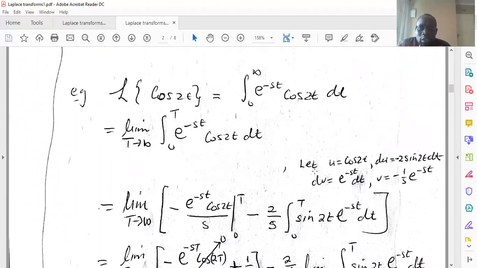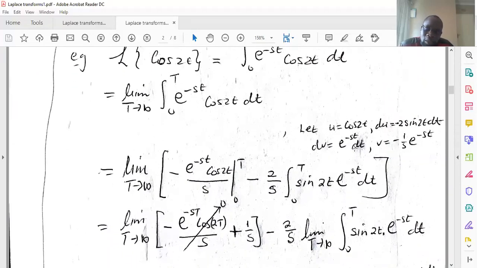So our proper choice is u equals cos 2t, then du is minus 2 sine 2t dt, and then dv is e to the power minus st times dt. Then v is just the integral. The integral of the left-hand side is the integral of the right-hand side. Then v becomes minus 1 over s e to the power minus st. So from there, now we use that formula for integration by parts with our limits affecting everything.